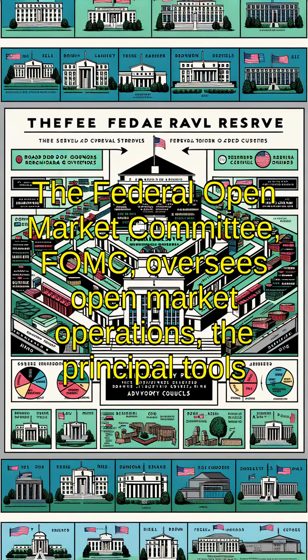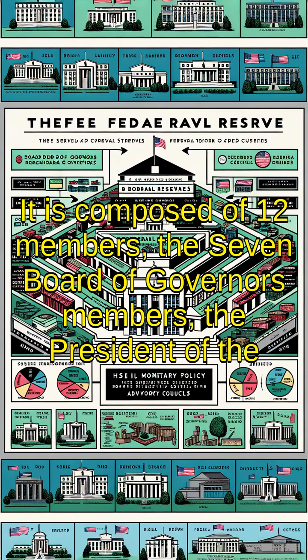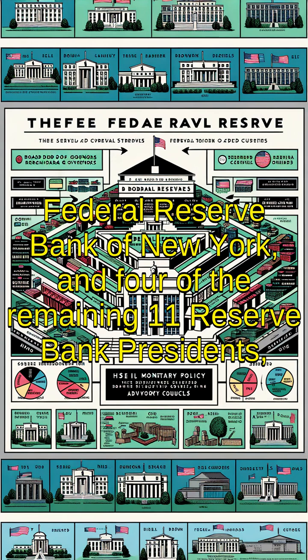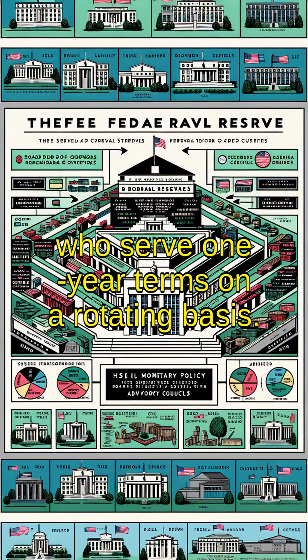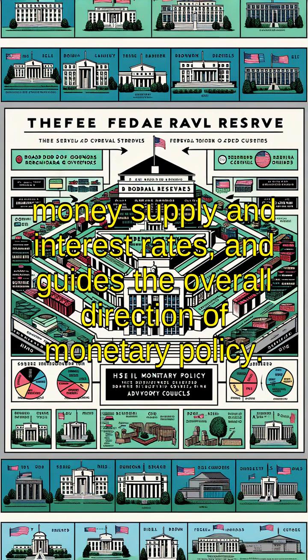The Federal Open Market Committee, FOMC, oversees open market operations, the principal tools of national monetary policy. It is composed of 12 members: the 7 Board of Governors members, the President of the Federal Reserve Bank of New York, and 4 of the remaining 11 Reserve Bank presidents, who serve 1-year terms on a rotating basis. The FOMC sets targets for the federal funds rate, conducts open market operations to influence money supply and interest rates, and guides the overall direction of monetary policy.